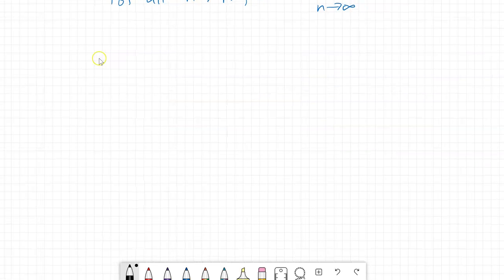Here is the example for this, and then I'll introduce one more thing. So this is example 4, I believe. I'll give you this sequence: cosine of n over n. So this is our a of n. Does it diverge or converge? D or C?